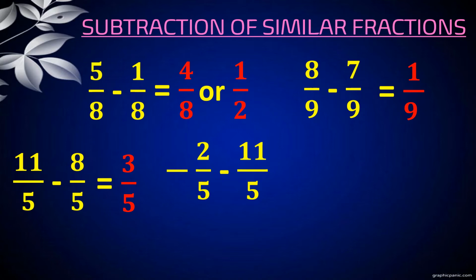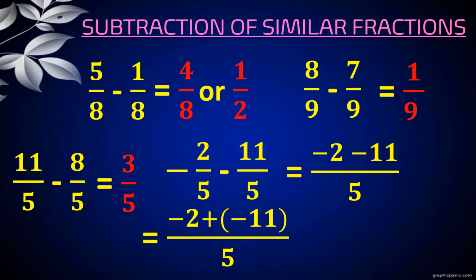Next is negative 2 over 5 minus 11 over 5. So, meron tayong fractions na magkaiba ang sign. So, that will be negative 2 minus 11 over 5. So, i-apply natin yung rules in subtracting integers na magkaiba yung sign. So, from subtraction, magiging addition, and then yung 11 natin magiging negative. So that will be negative 2 plus negative 11.